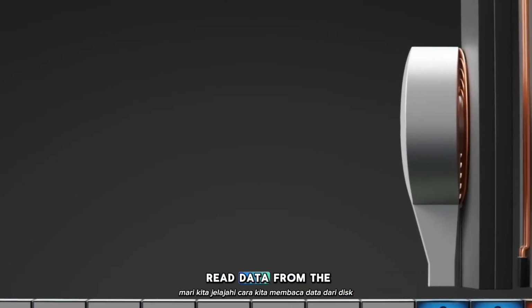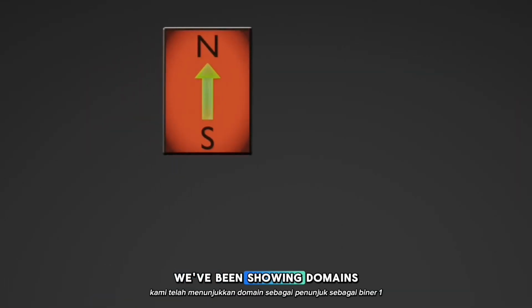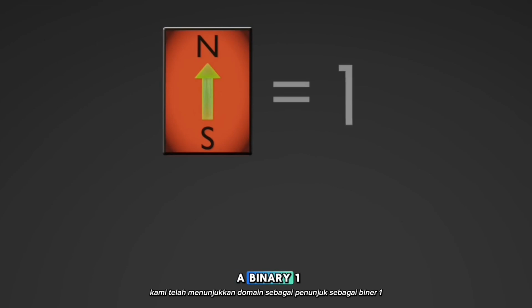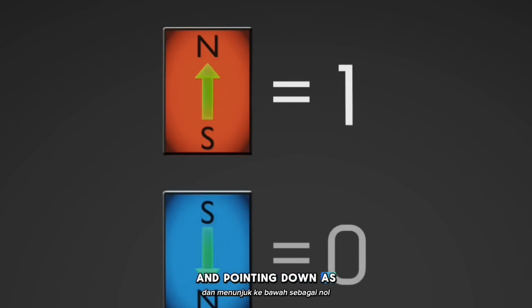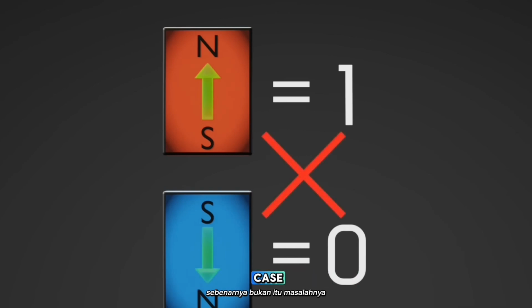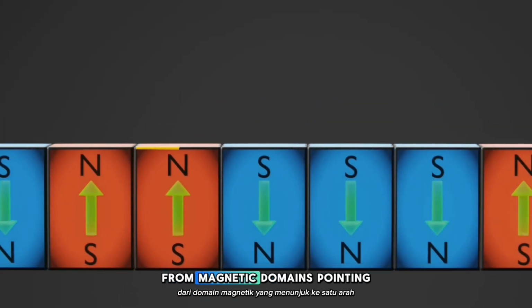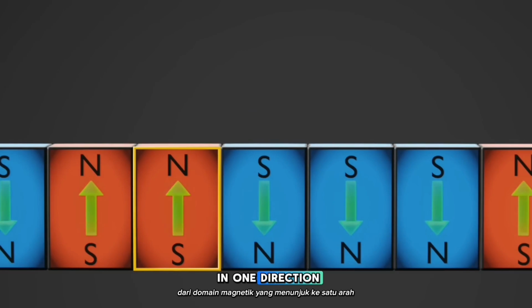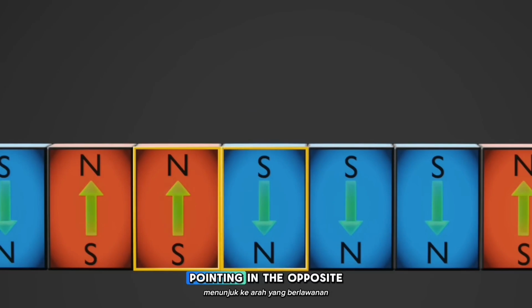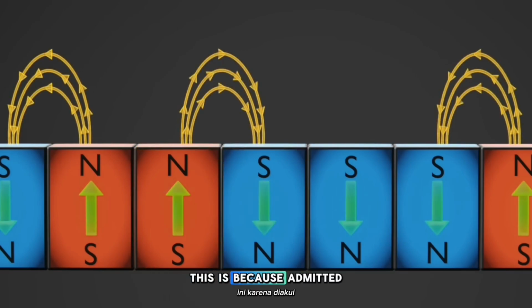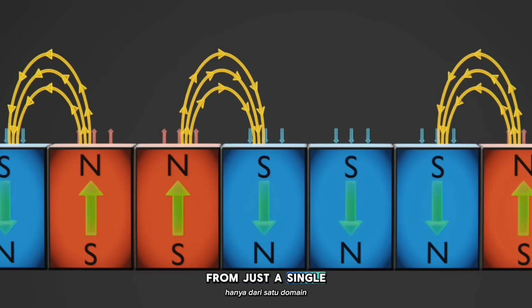Let's explore how we read data from the disk. Thus far, we've been showing a domain pointing up as a binary 1 and pointing down as a 0. While this is conceptually simple, it isn't actually the case. Rather, the read head is designed to detect the change in orientation from magnetic domains pointing in one direction, and then the adjacent domain pointing in the opposite direction. This is because the emitted magnetic field from adjacent regions that switch their orientation is much stronger than the emitted field from just a single domain pointing one direction or the other.